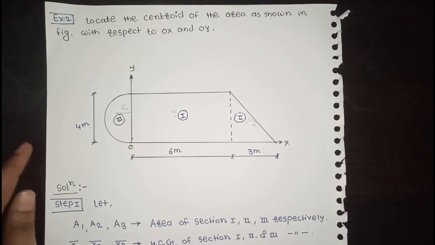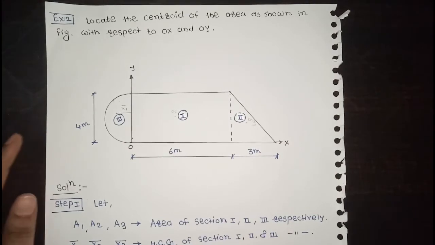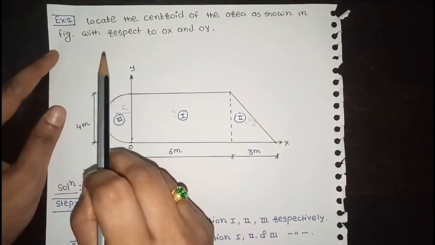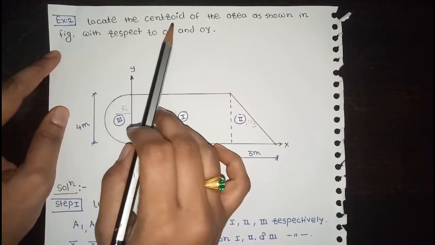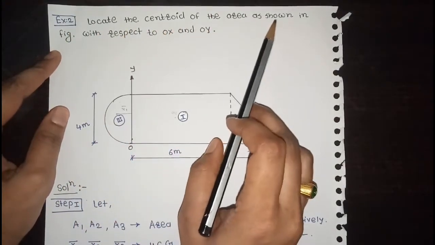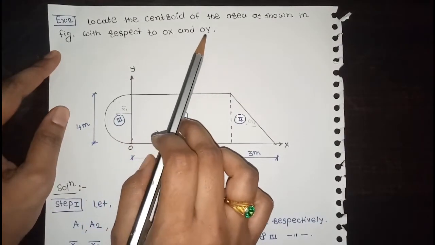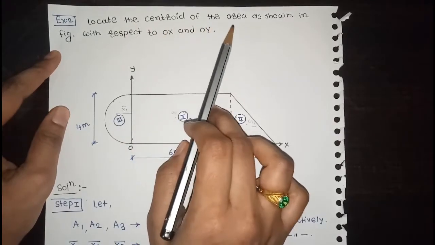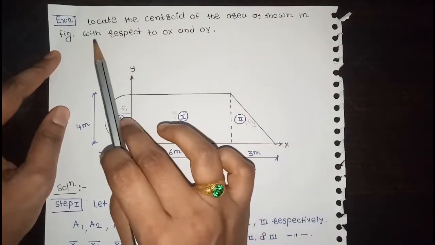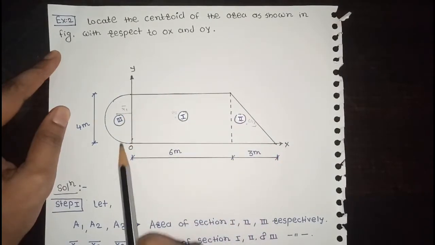Hello everyone. Today we will see the examples based on centroid of the section. This is the second example. Locate the centroid of the area as shown in figure with respect to OX and OY.